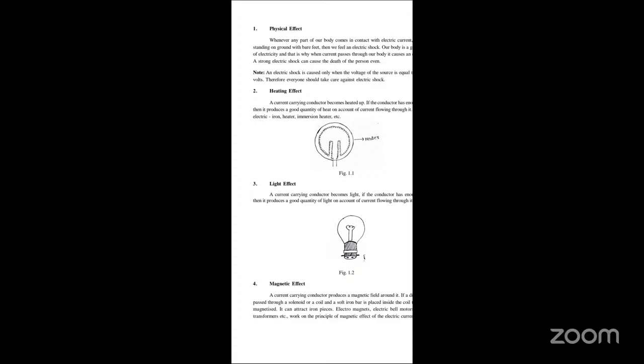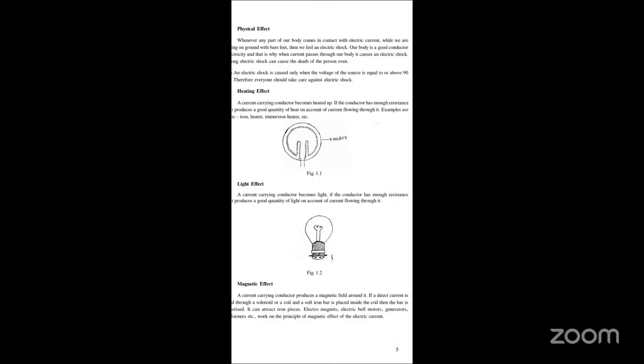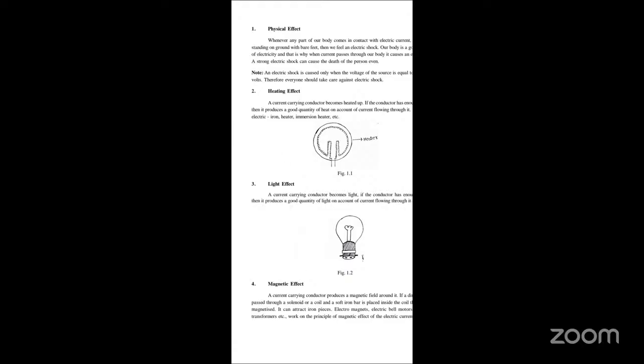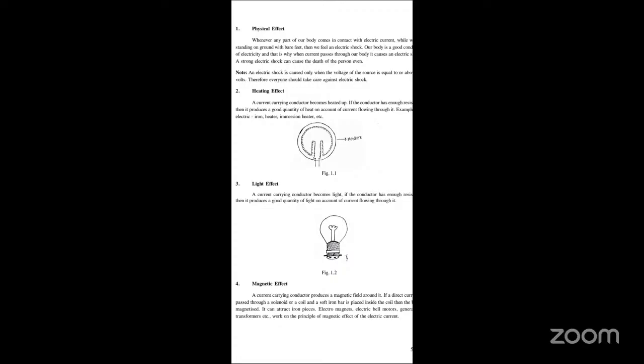So physical effect we feel. In general, a strong electric shock can cause the death of persons even. An electric shock is caused only when the voltage of the source is equal to or above 90 volts. Therefore, everyone should take care against electric shock. If the voltage is more than 90 volts, then we feel the electric effect, that is called physical effect.